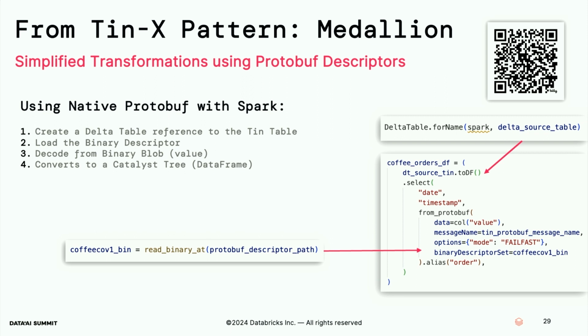At the bottom you see from_protobuf, which is native as of Spark 3.4. Our data is the binary byte column for value. The message name is essentially the class path, or the package we're importing from our protobuf descriptor. Options is fail fast: if it's corrupt, let's not do anything with it, and just fail immediately because something really went wrong. And the binary descriptor set is essentially our binary AST.